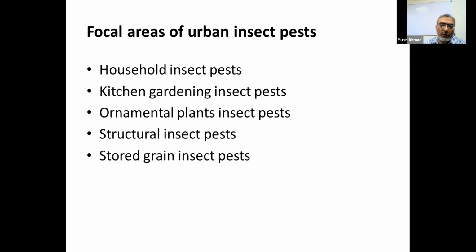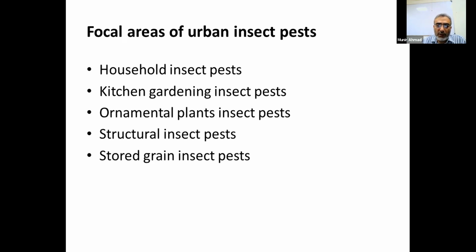Similarly, we have grown so many plants as ornamentals on the roadsides, in the parks, and in the urban areas, not only for beautification but for other purposes also. And there are some other insects which damage the structures where we live, as we use wood in our structures also. Some of these insects are very problematic; they damage and destroy the structures which are made of wood.